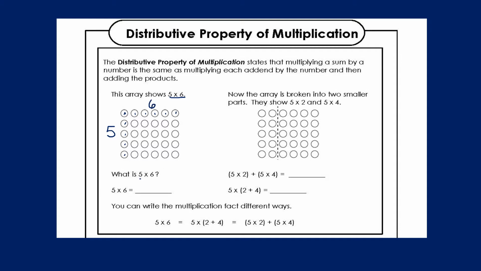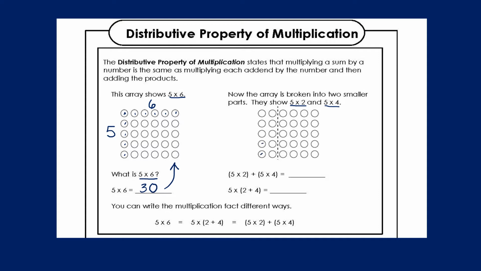What is 5 times 6? 5 times 6 is 30. This means we have 30 circles. Now the array is broken into two smaller parts. They show 5 times 2 and 5 times 4.